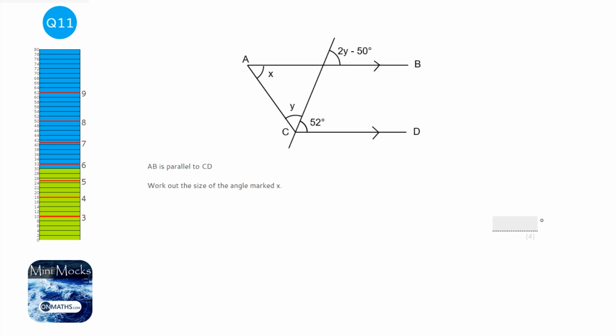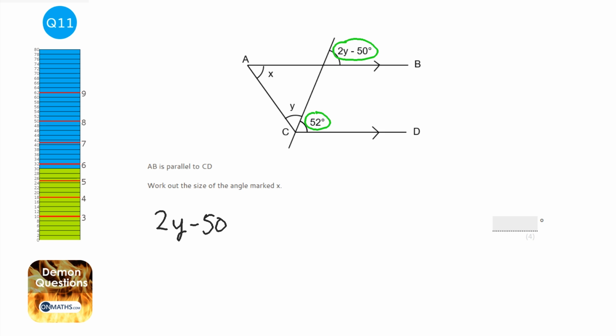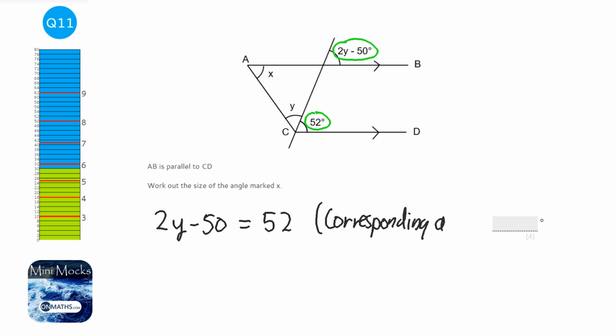For these types of questions, always make sure that you show your working. Show how you know something is something. So the way I would start this, and this is not the only correct answer, is I realise that these two are the same. So I know that 2y minus 50 equals 52. The reason I know that is that they are corresponding angles. Now, some of you might know that as F angles, but make sure you write the word corresponding because they won't accept any other word.